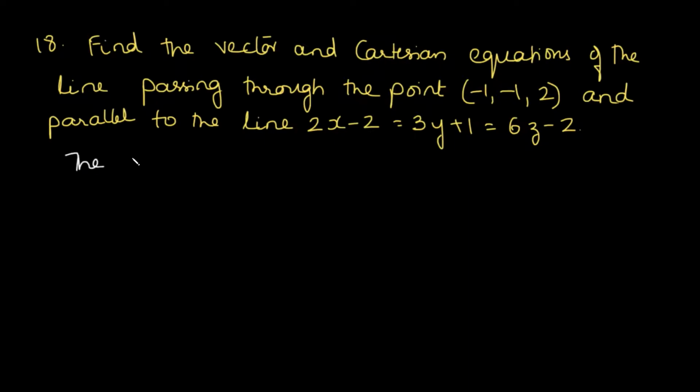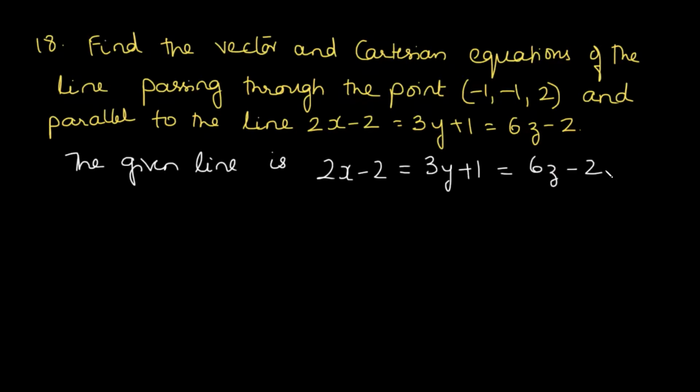So from the given line, let us see what we can find out. The given line is 2x minus 2 is equal to 3y plus 1 is equal to 6z minus 2. Now look carefully as to what can be done in this case. What we do over here is, in the first equation, we take 2 outside the bracket. So we get x minus 1.